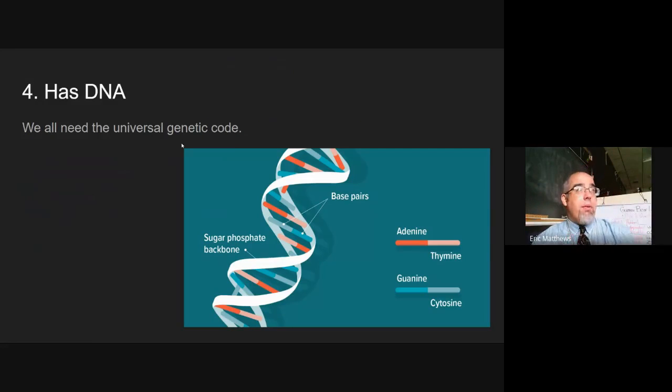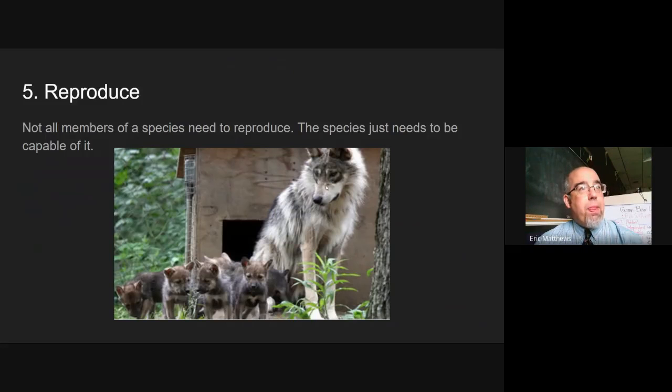All living things must be composed or based on DNA. They have to have some form of what we have found to be the universal genetic code. So, pretty straightforward. All living things reproduce. Now, this is an important one because this doesn't mean an individual needs to reproduce. All it means is that these species must be able to reproduce.